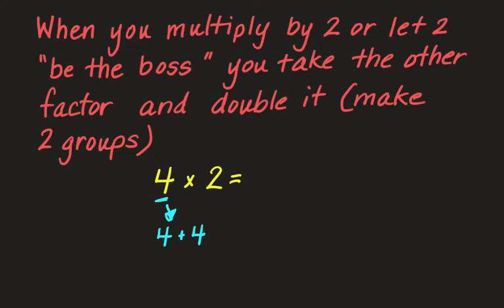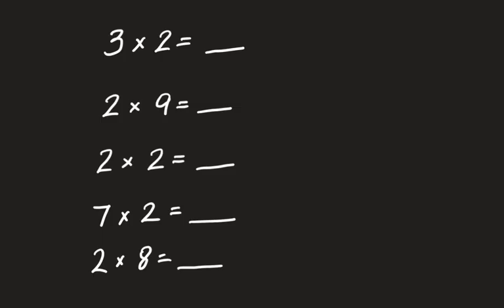So here we have 4 times 2. We took the 4 and we doubled it. Make 4 plus 4, which we know equals 8. So 4 times 2 equals 8. Here are a few that we will look at together. So the first one is 3 times 2. Since 2 is the boss, I'm going to take the 3 and double it. 3 plus 3 equals 6. So 3 times 2 equals 6.